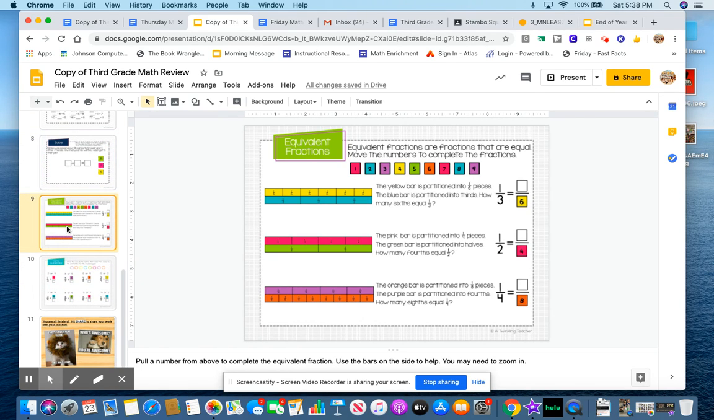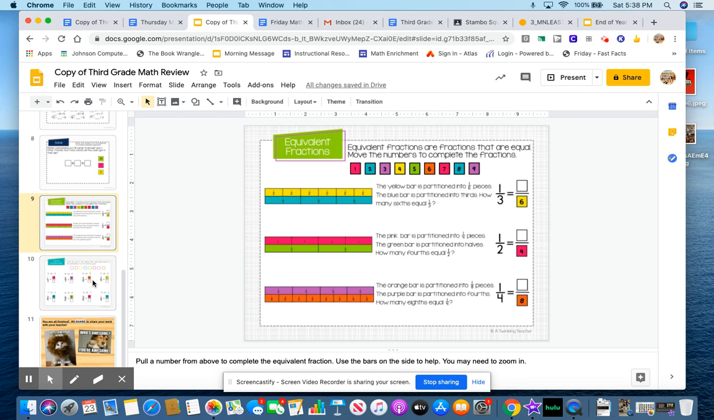All right, and number 9, equivalent fractions. So that's that fancy word for equal. So equivalent fractions are fractions that are equal. Move the numbers here to complete the fractions. We've got to make them equal. And you got some visuals over here to help you, which is great. So 1/3 is equal to how many sixths? So remember, if we look, we have 1/3 and then how many sixths sit right on top of that third. And when you think you have that answer, you'll click and drag the numbers up here to match the numbers down here off to the side.